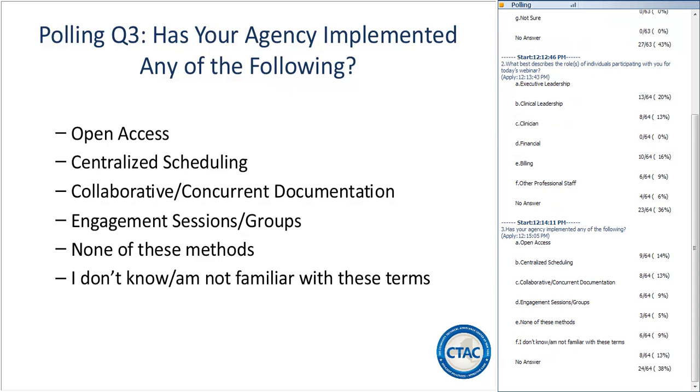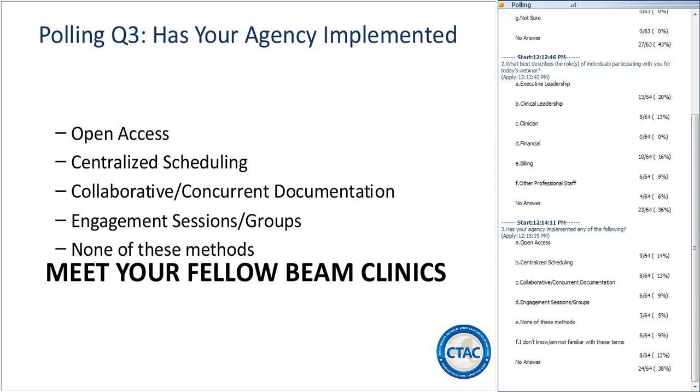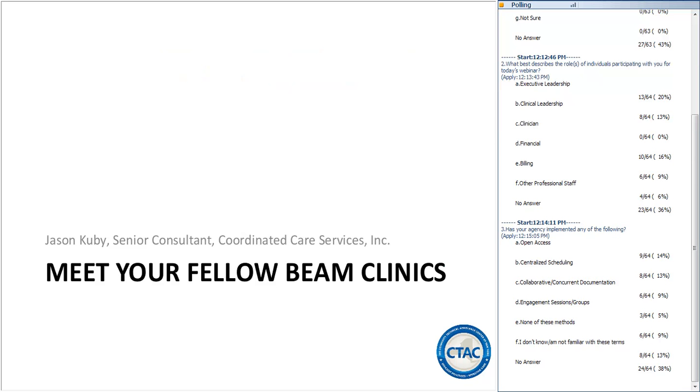Okay, take a quick look at our results here. 14% have implemented open access, 13% centralized scheduling, 9% collaborative and concurrent documentation, 5% engagement sessions, 9% none of the above, and 13% of the folks were not sure what these were. That's good, as we'll see that many of the clinics are implementing some of the business efficiencies that we've worked on before. So now I'm going to pass my presentation over to Jason Kubiak, who's going to talk a little bit about who the other BEAM clinics are.